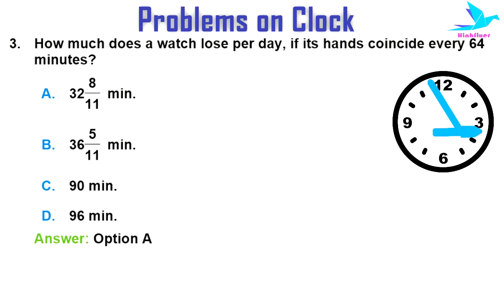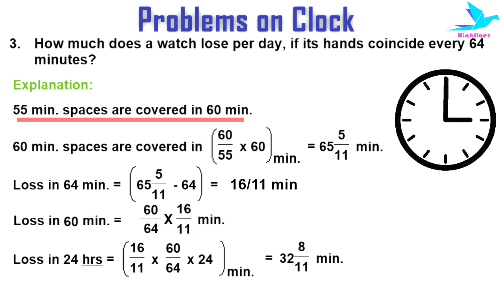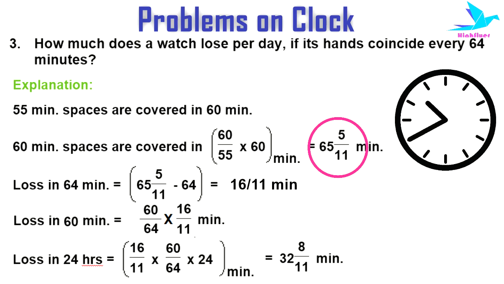Let's see how. Now as we know, 55 minute spaces are gained in 60 minutes. That means in 60 minutes, the minute hand completes 60 minute spaces, whereas the hour hand completes only 5 minute spaces. So the difference between the two is 55 minutes. Now for the minute hand to meet the hour hand, it requires 5 minute spaces more. So it becomes 55 plus 5, 60 minute spaces. And 60 minute spaces are covered in 60/55 × 60 minutes. That is equal to 65 5/11 minutes.